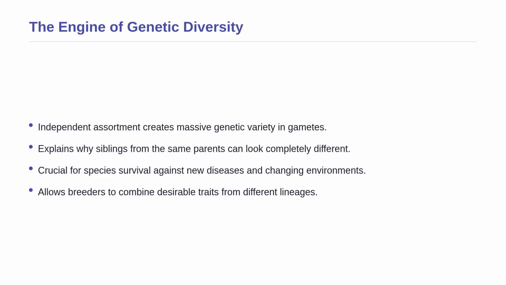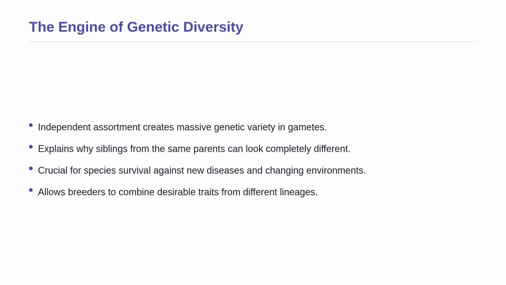Building on that random sorting, let us explore why independent assortment is considered the biological engine of genetic diversity. This concept is vital because genetic diversity is what allows a species to survive. If a new disease or environmental change occurs, a diverse population is much more likely to have individuals with the right combination of traits to survive. Because chromosomes line up randomly, a massive variety of genetic combinations is created in the resulting gametes.